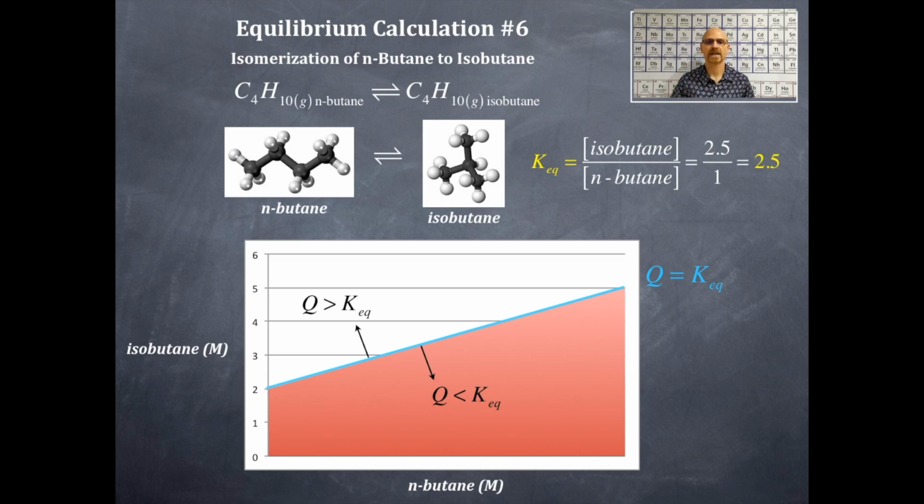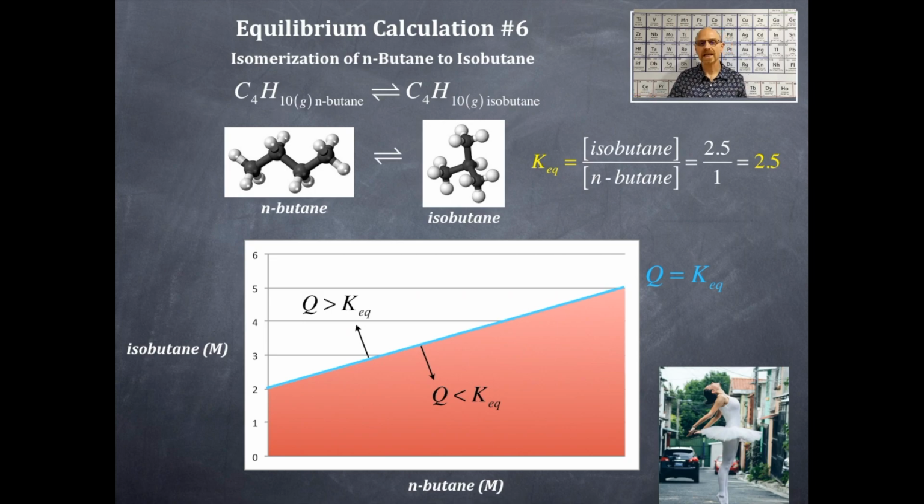It's a great graphic, I think. It really points out the fact that there are an infinite number of numeric values in the numerator and denominator that will give me the 2.5 of the equilibrium constant. All right, so this is truly a balancing act.